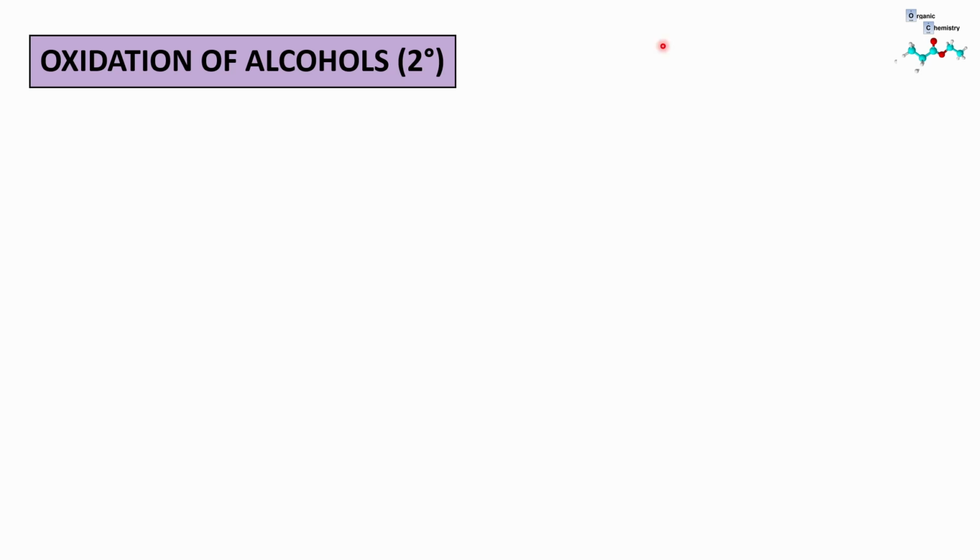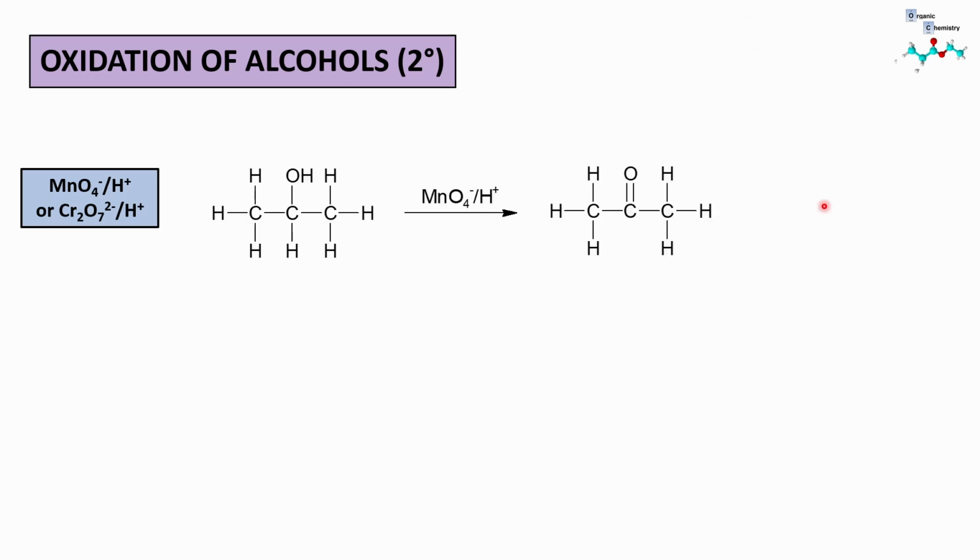Okay, we also need to be familiar with what happens with a secondary alcohol. And with a secondary alcohol, again, we can use acidified permanganate or acidified dichromate. In this case, we're talking about secondary alcohols. So the OH is off a carbon in the middle of the chain. If we make an extra oxygen bond, it would go to a ketone. So we start with a secondary alcohol and we go to a ketone.